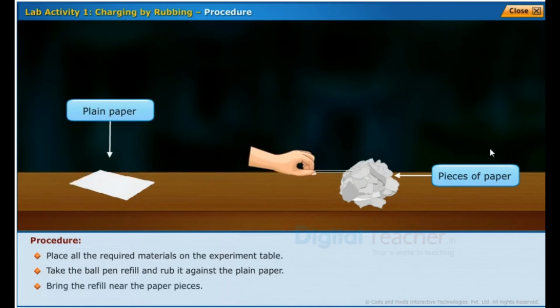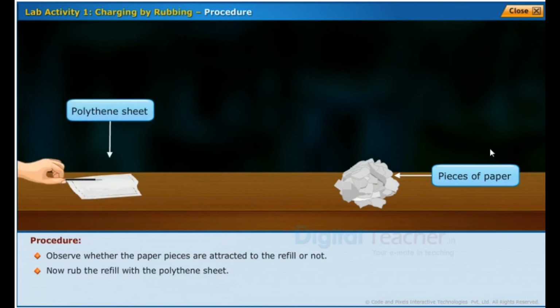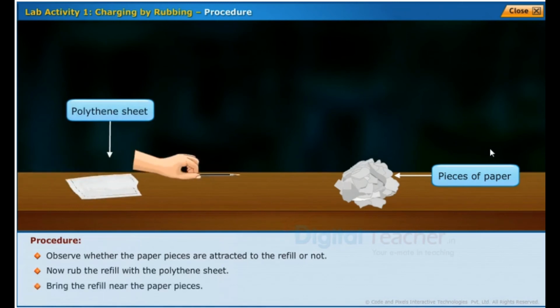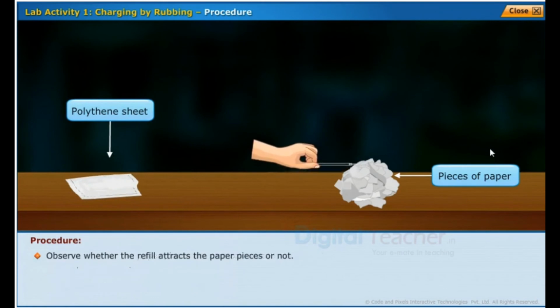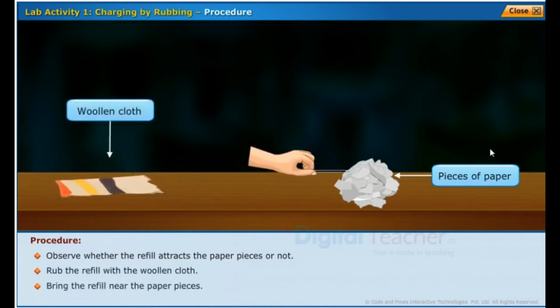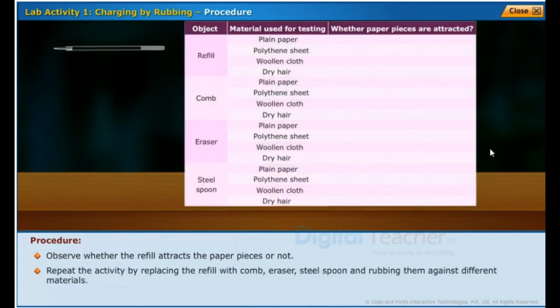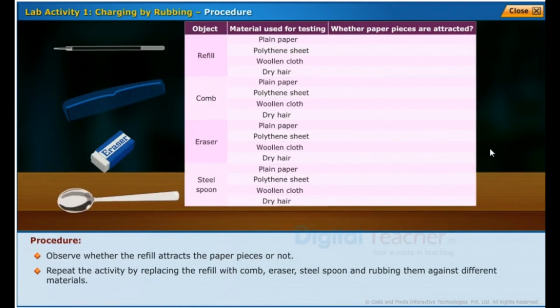Bring the refill near the paper pieces. Observe whether the paper pieces are attracted to the refill or not. Now, rub the refill with the polythene sheet. Bring the refill near the paper pieces. Observe whether the refill attracts the paper pieces or not. Rub the refill with the woolen cloth. Bring the refill near the paper pieces. Observe whether the refill attracts the paper pieces or not. Repeat the activity by replacing the refill with comb, eraser, steel spoon and rubbing them against different materials. Record the observations in tabular form.